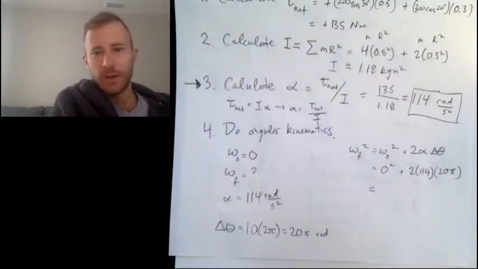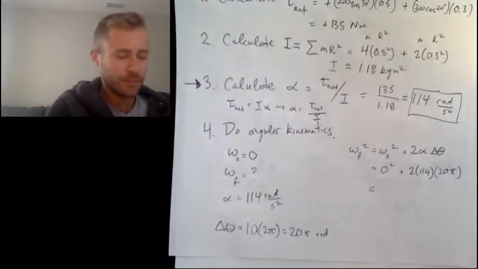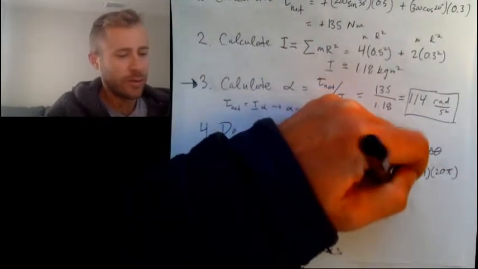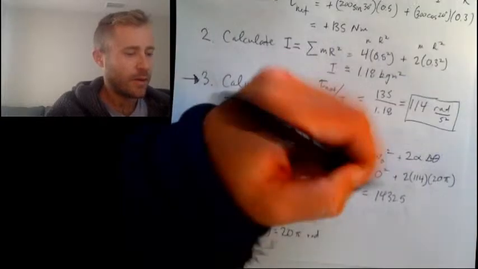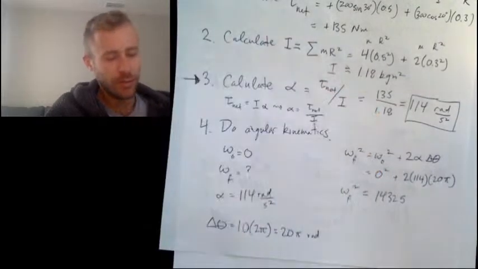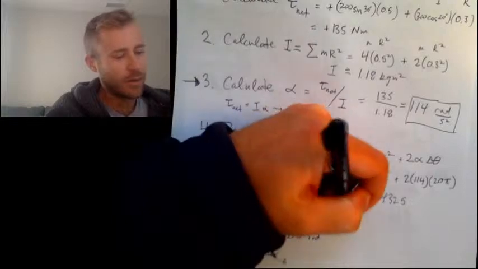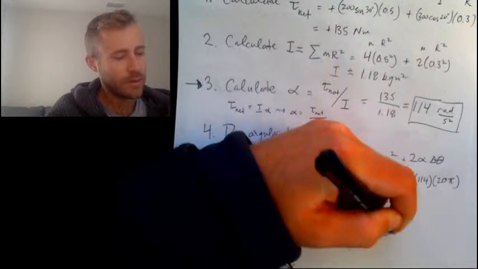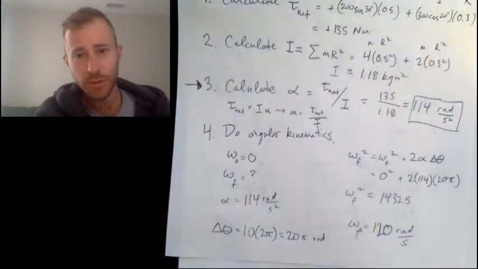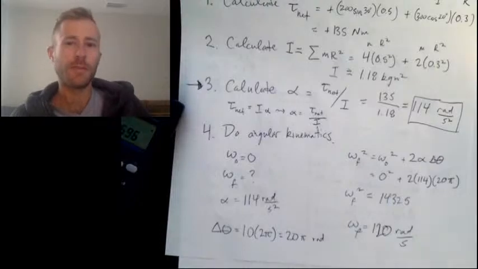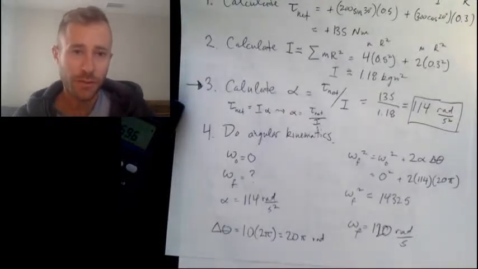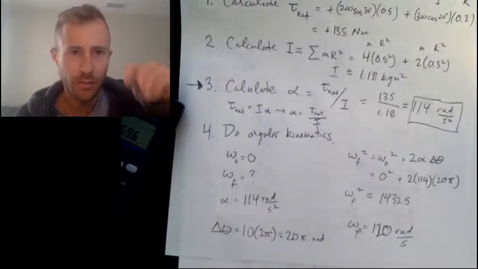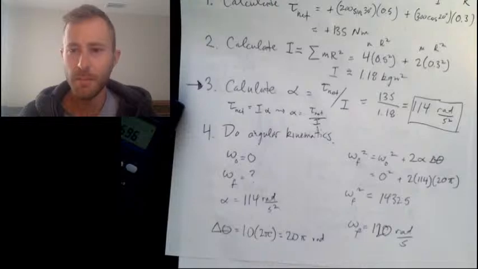So multiplying all that out, I get about 14,325 is omega final squared. Take the square root of that, and I get omega final is 119, about 120 radians per second. So it's spinning quite fast. Remember, one full rotation is 2 pi radians, so that's approximately 6. So this is about 20 complete rotations per second at that moment.